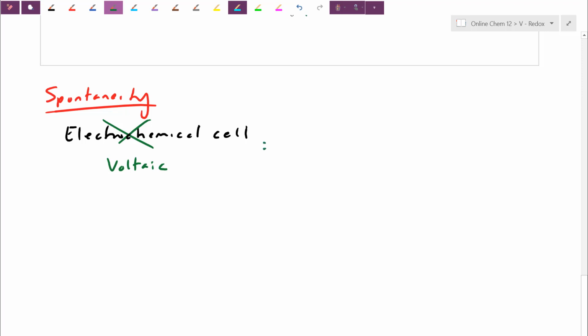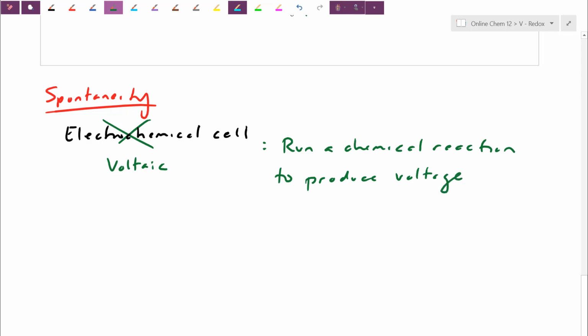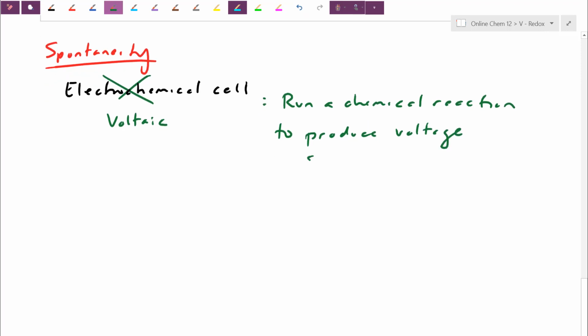A voltaic cell, how it's going to run, we're going to walk our way through it. Basically, we're going to run a chemical reaction. We're going to let something oxidize, something reduce, and as that chemical reaction occurs, this is going to actually allow for a flow of electrons, and this one here actually generates some positive voltage. So run a chemical reaction to produce voltage, and we're just going to call that voltage potential later on. This is a fancy name for a battery. This is how all batteries work out.